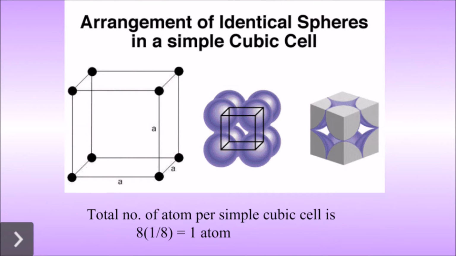The arrangement of identical spheres in a simple cubic cell: the first one is the ball and stick model, the second shows how the atoms are arranged, and the third is the unit cell. The total number of atoms per unit cell: there are 8 atoms which occupy 1/8 of an atom in the unit cell. So the total atoms in one unit cell is 1 atom in the simple cubic system.